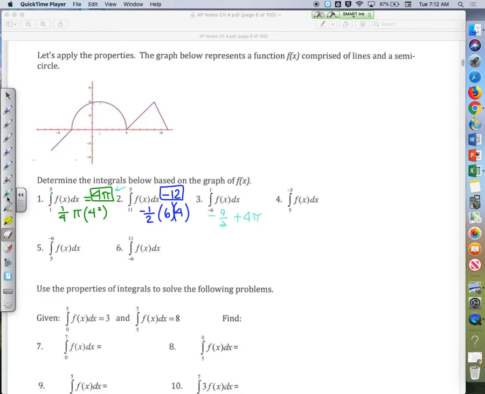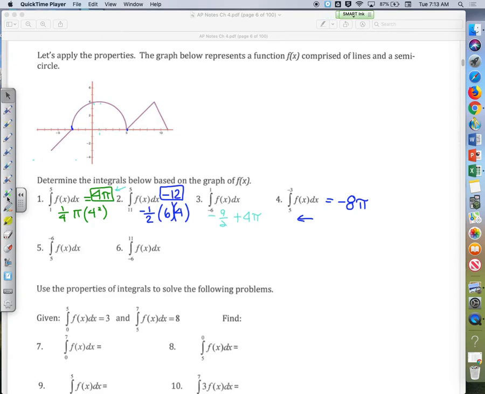And then the next one is from 5 to negative 3. So again, we're going from right to left. Here's 5, here's negative 3. So it's that semicircle. If the area of a quarter of it is 4 pi, all of it would be 8 pi for 2/2 of that semicircle. But I'm going from right to left, so it'll be negative 8 pi for that one.